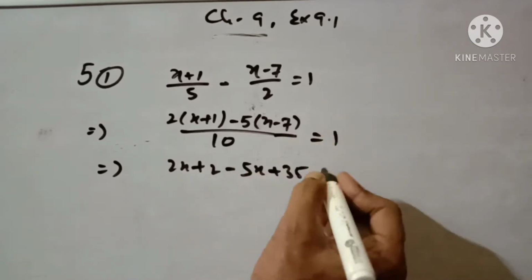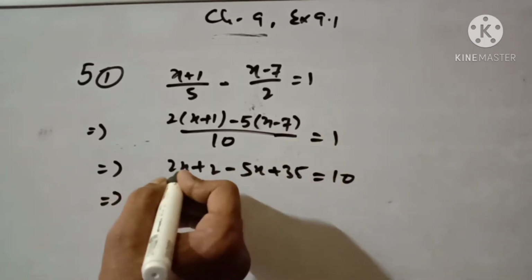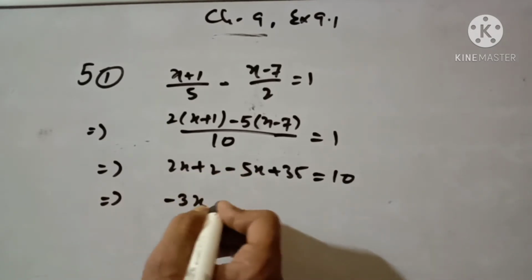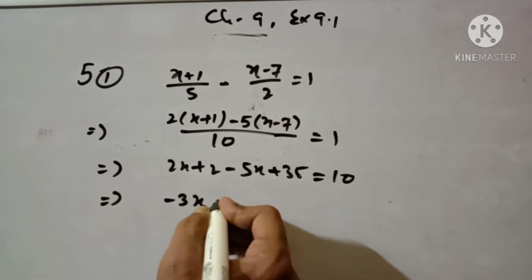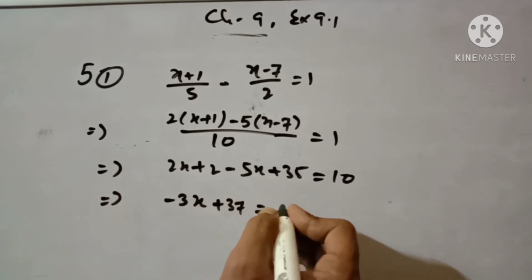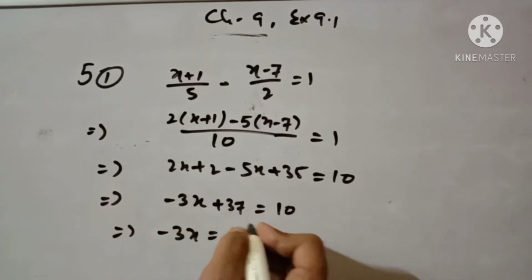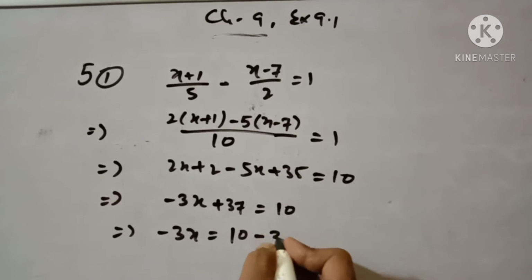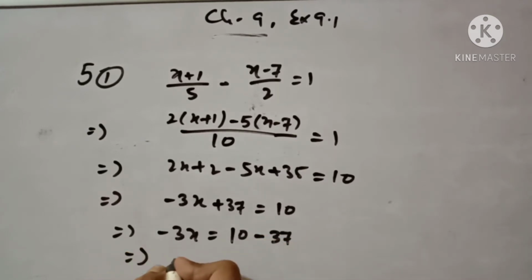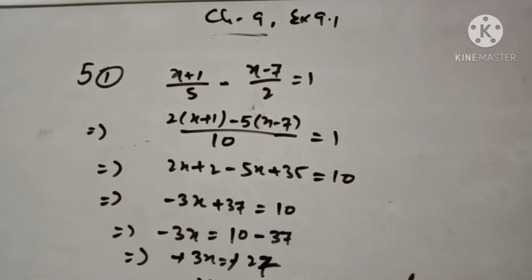I am doing the cross multiply, so it will be 10 only. So 2x minus 5x, it will be minus 3x, and this will be plus 37 equal to 10. So minus 3x equal to 10 minus 37. Take this 37 to this side, the sign will be changed. So 3x equal to minus 27, minus removed, so x equal to 27 by 3, this is 9. This is our required answer. Write down please.